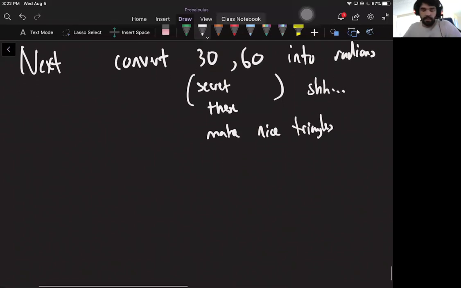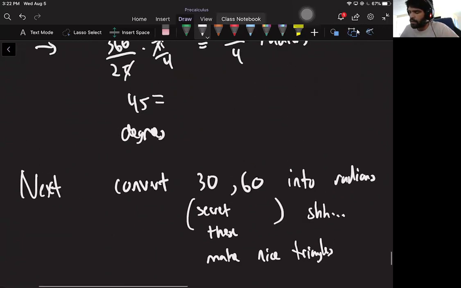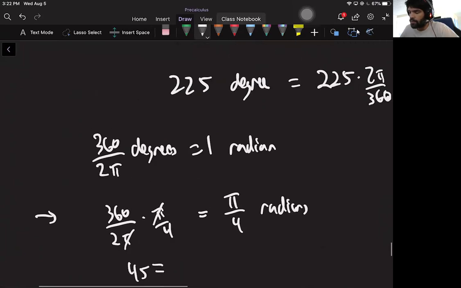Okay, so that means that we need to know what these are in radians, because radians are going to turn out to be more useful. So 30 times 2 pi over 360.